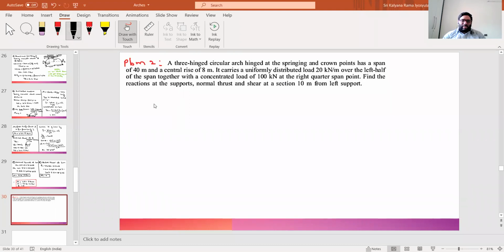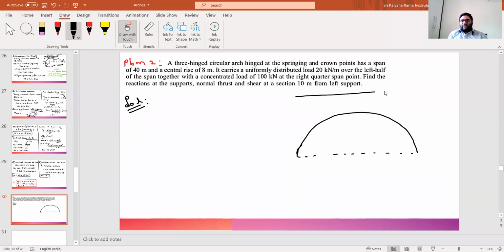So first let us sketch the arch. If you try to see this, it's an interesting problem. First, let us sketch the circular arch, not the parabola. It looks like a parabola, but actually it's not. It will have a radius and all, similar to a circle. We are sketching one half of it.